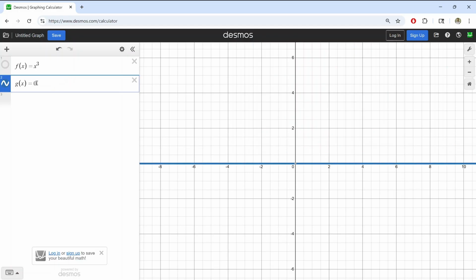There's actually only one constant function that is odd. That's g of x equals 0. And in fact, fun fact, this is the only function that is both odd and even. This has rotational symmetry about the origin, and it has symmetry about the y-axis. So that's the only function that's both odd and even. None of these other constant functions are odd.